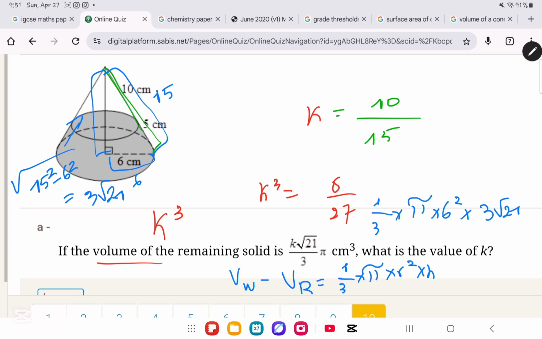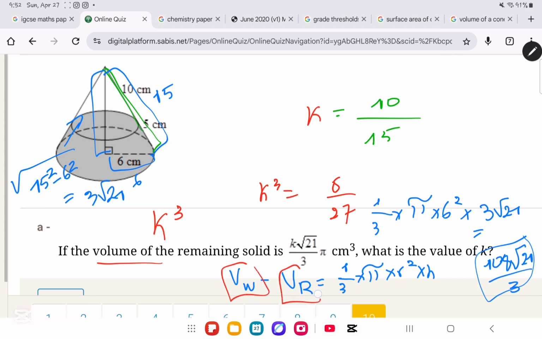You put it on your calculator and you will get an answer of 108 radical 21 over 3. So now we have this value over here. So we found the volume of the whole cone.